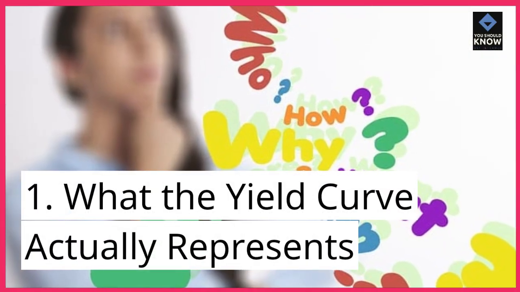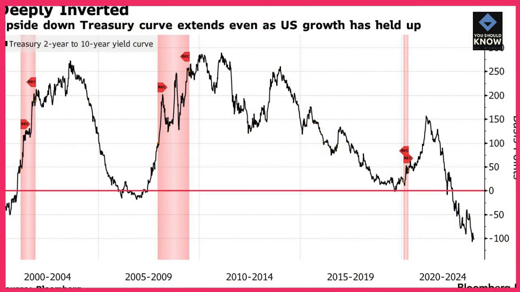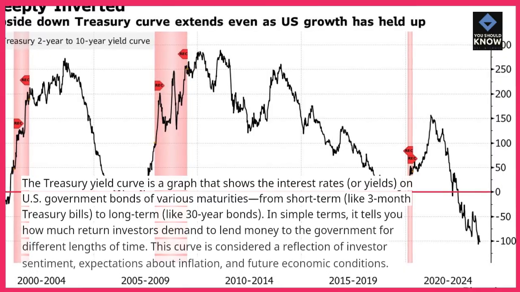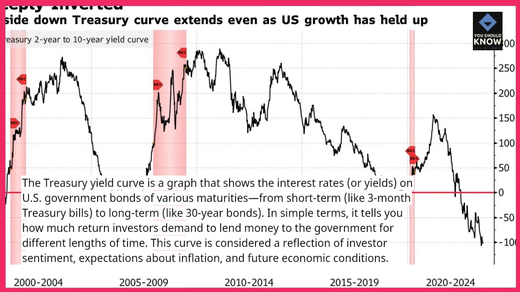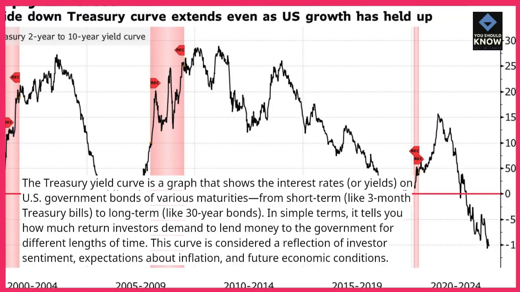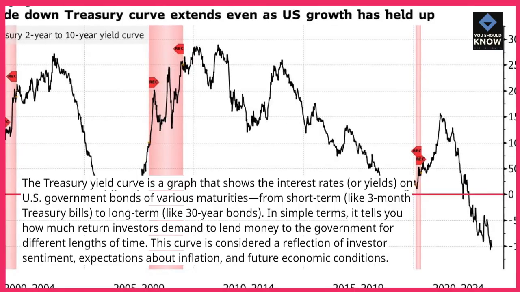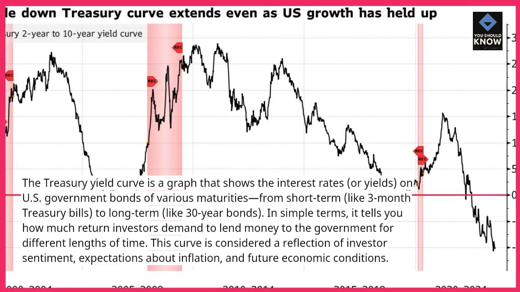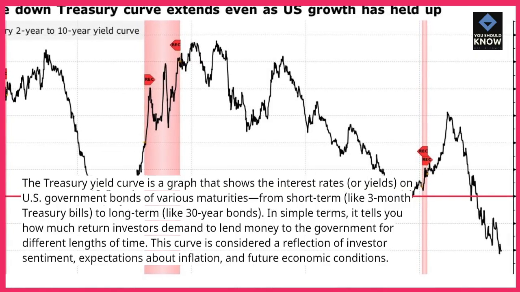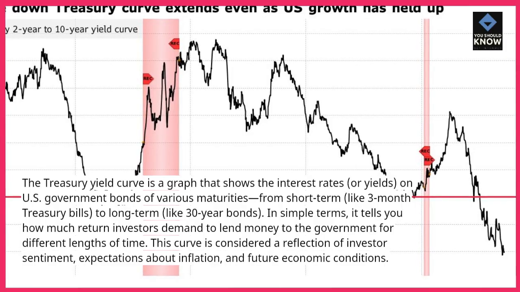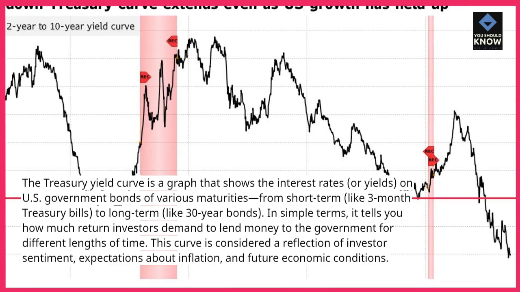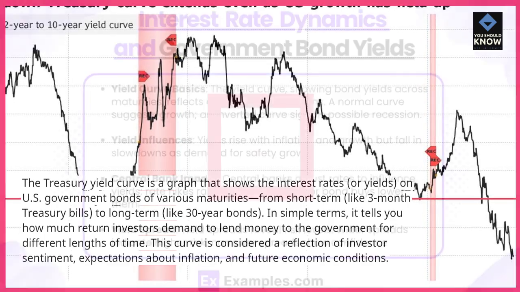1. What the yield curve actually represents. The Treasury yield curve is a graph that shows the interest rates, or yields, on U.S. government bonds of various maturities. From short-term, like 3-month Treasury bills, to long-term, like 30-year bonds. In simple terms, it tells you how much return investors demand to lend money to the government for different lengths of time. This curve is considered a reflection of investor sentiment, expectations about inflation, and future economic conditions.